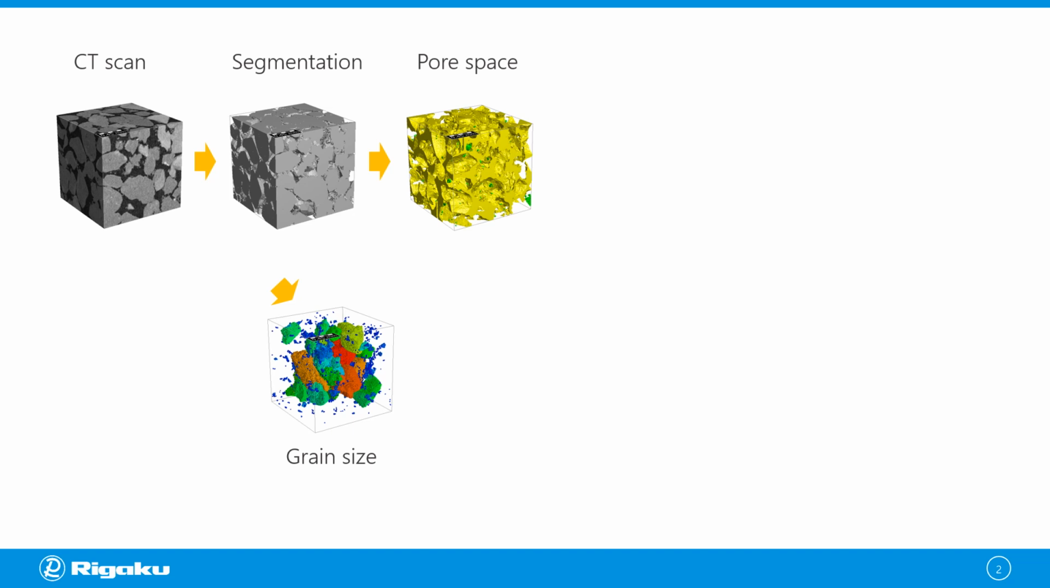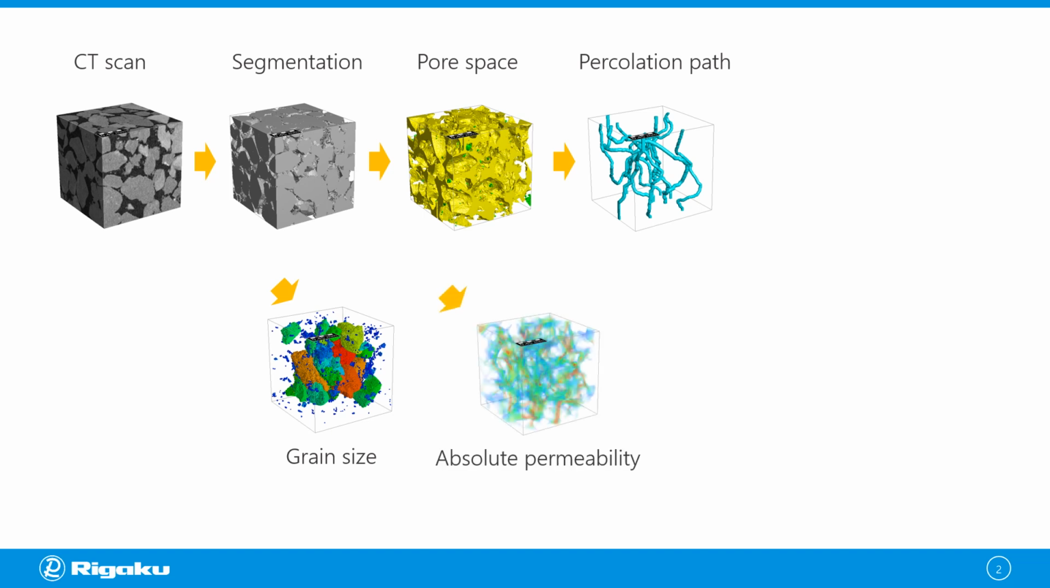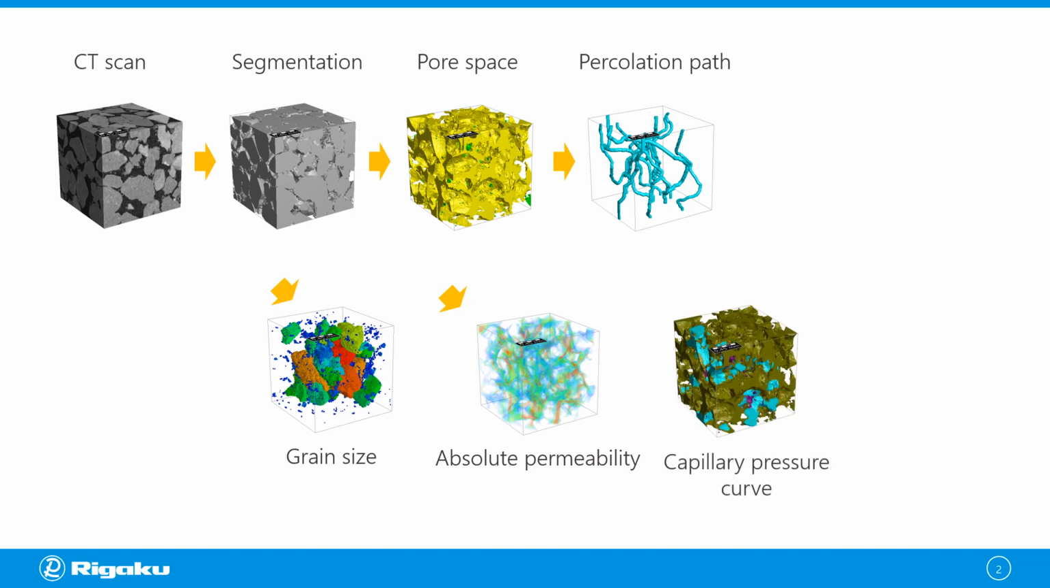For the pore space, you can also simulate percolation path or absolute permeability, and ultimately you can calculate or simulate things like a capillary pressure curve and relative permeability. And this is the entire workflow, and I'm going to walk you through starting from the experiment to get the CT scan and all the way to calculating the relative permeability.